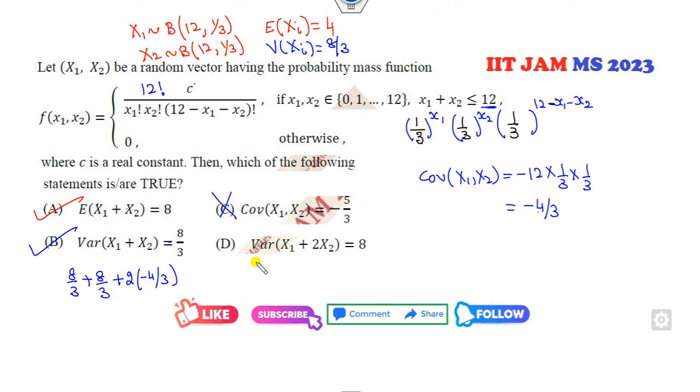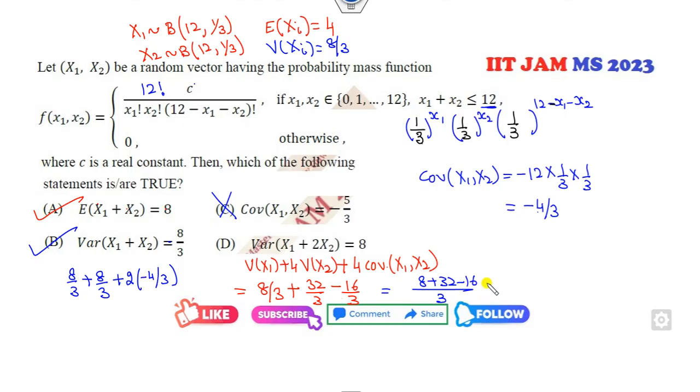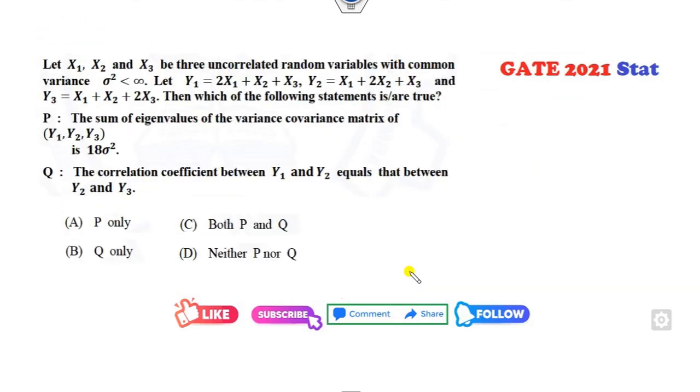I can apply the variance of x1, 4 times variance of x2 plus 4 times the covariance of x1 comma x2. It's 8 over 3, it's 32 over 3, it's minus 16 over 3. So 3 is the LCM, 8 plus 32 minus 16. So 24 over 3 is 8, my correct answer. So A, B and D are my correct answers.